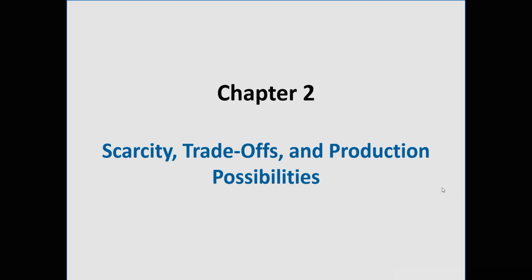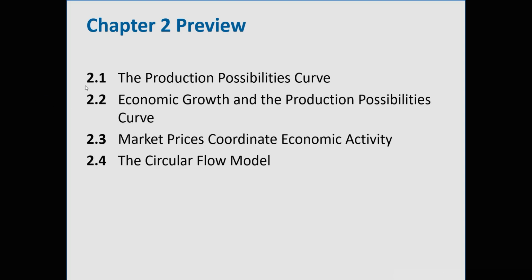Lecture 2, Scarcity, Trade-off, and Production Possibilities. So we have four objectives in this lecture. We are going to be taking a look at what we mean by production possibilities curve. Some texts will call it production possibility frontier. Then we'll take a look at economic growth and the production possibilities curve.